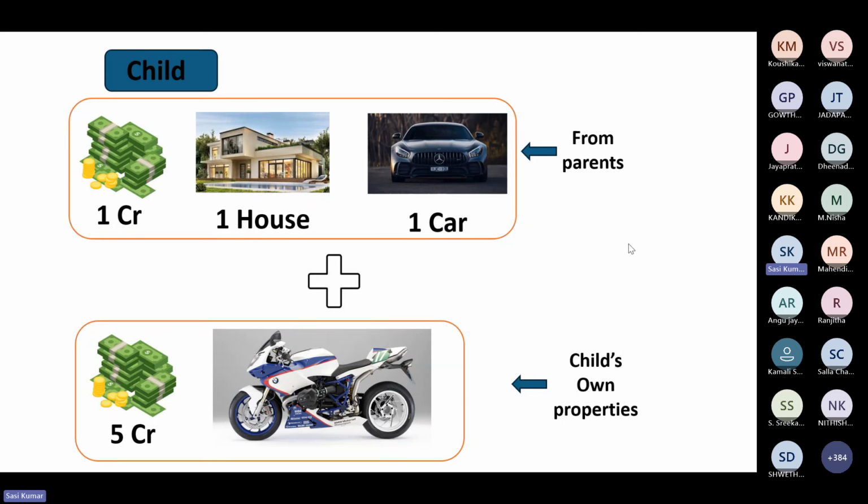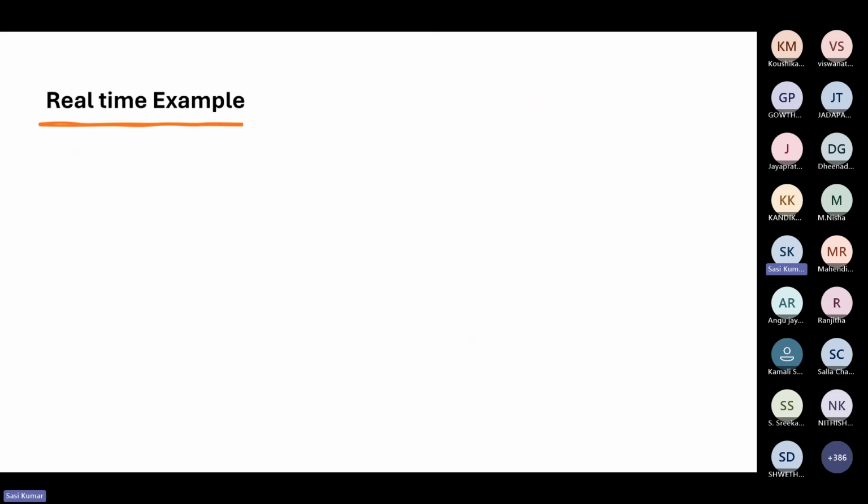Now, let's get into programming, right? Before going into programming, you need to make sure this is from parents. The child did not do anything, simply getting the properties, assets, and characteristics from parents, and the child will be having its own properties as well. So you can keep that in mind. This is how we design in IT.